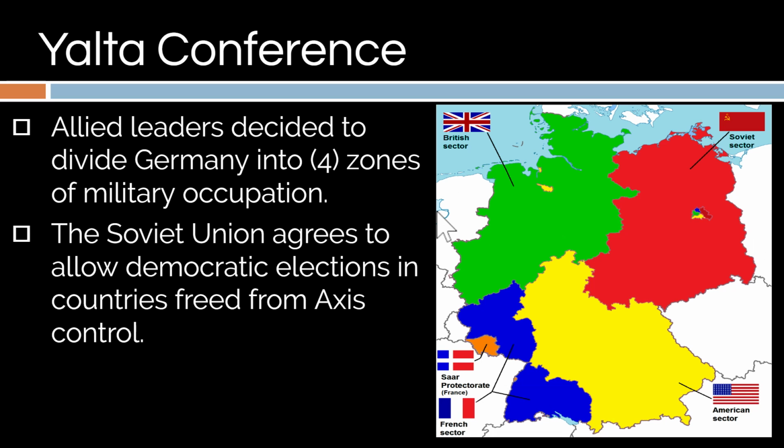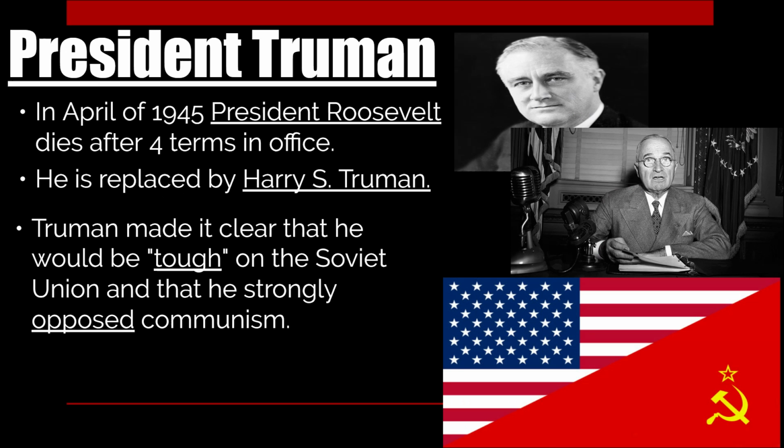And based on what we know about the Soviet Union, they are not a democracy, but they agree to allow democratic elections to countries freed from Axis control. Why would they do that? Well, they're a member of the Allies, and all of the other allies are democracies. So in order to make their allies happy, even though they have all that territory, they agree to allow democratic elections. But communism is all about taking control and making sure that the government is in charge. So there's a source of tension already at the Yalta conference.